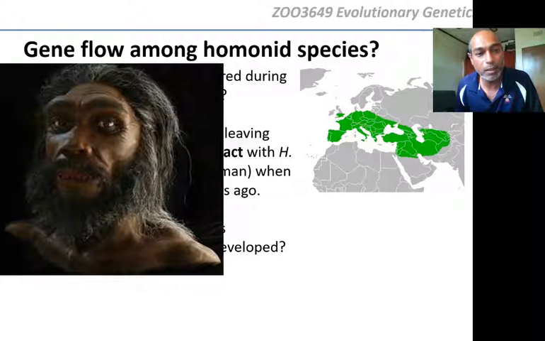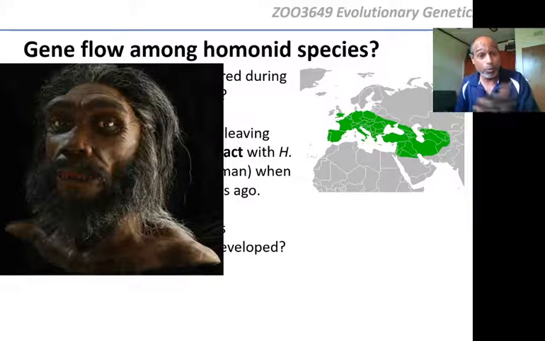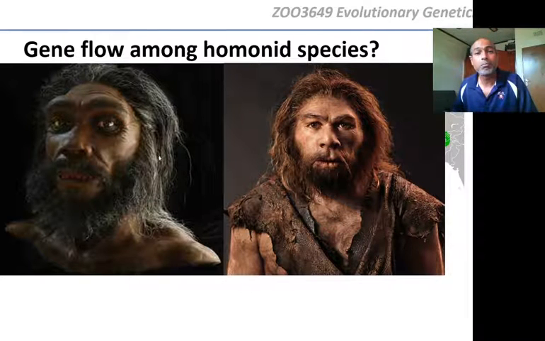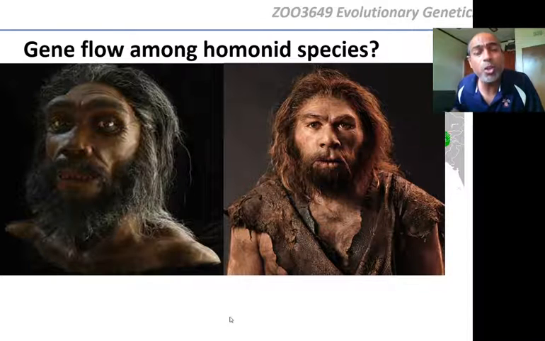What do you think? This is Denisova man from Asia. When we left Africa, we would have met him. This is Neanderthal man from Europe. So, what do you think our ancestors from Africa did? Did we mate with these guys? Or were we already reproductively isolated?